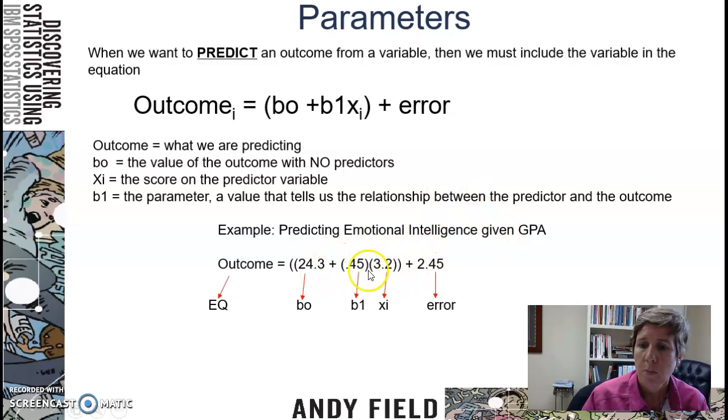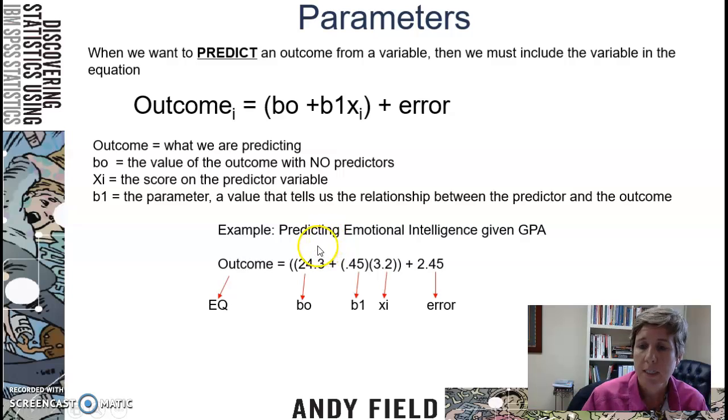So this 0.45, don't worry about where I'm getting these numbers. Okay, I'm just making these numbers up. But this 0.45 represents the relationship between the predictor and the outcome. Okay, so we'll talk a little bit more about relationship, but this number is a number that is generated by SPSS. And my 3.2 is the score of the predictor. All right, so this person, Jane, has a 3.2 GPA. All right, so I'm using these two variables here to predict the outcome of emotional intelligence.